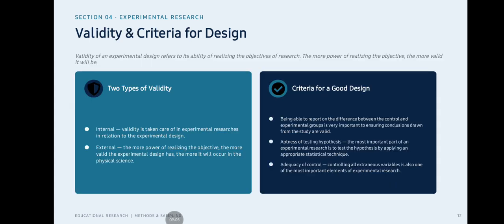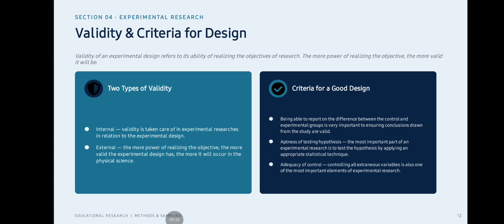Next is validity and criteria for design. Two types of validity. Internal validity is taken care of in experimental researches in relation to the experimental design. External validity: the more power of realizing the objective, the more valid the experimental design, the more it will cover in the physical science.